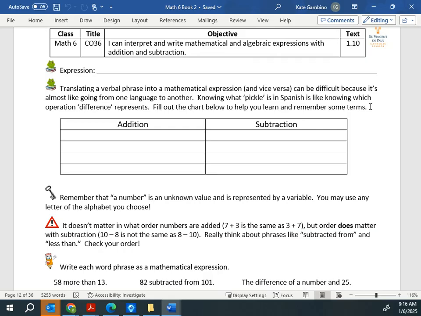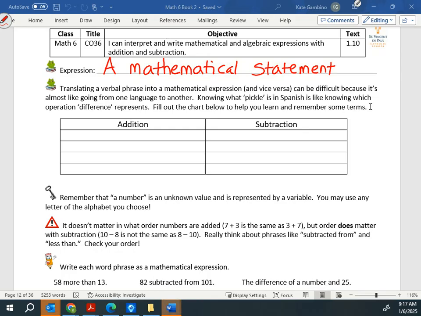Today, we are working on CO36. I can interpret and write mathematical and algebraic expressions with addition and subtraction. So we're starting to get into that algebra stuff, really getting us thinking how that's going to work. So to start us off, we need to know what an expression is. An expression is a mathematical statement. An expression is different than an equation.